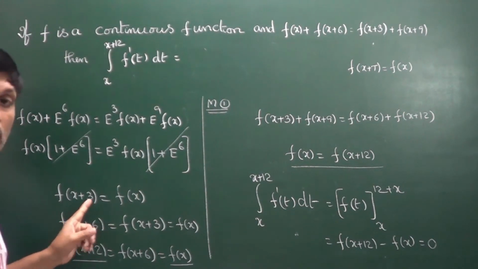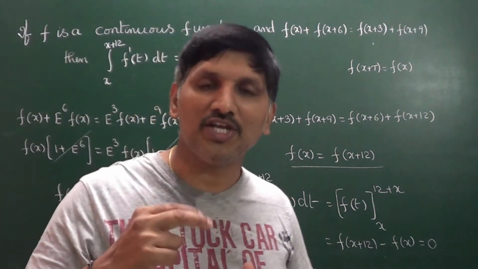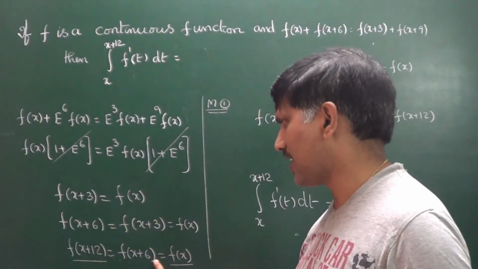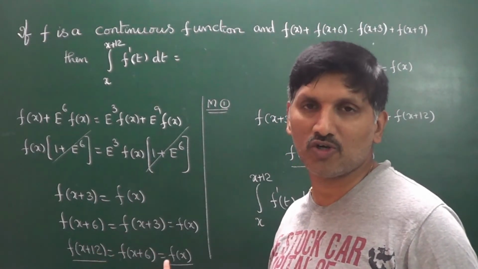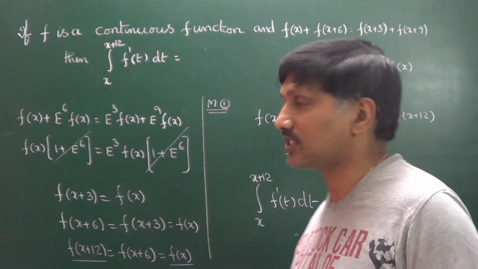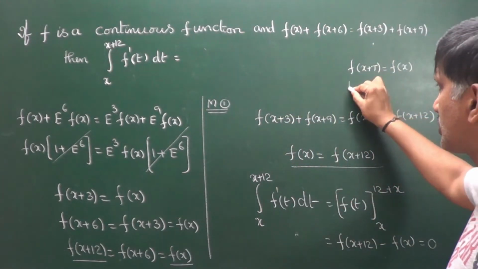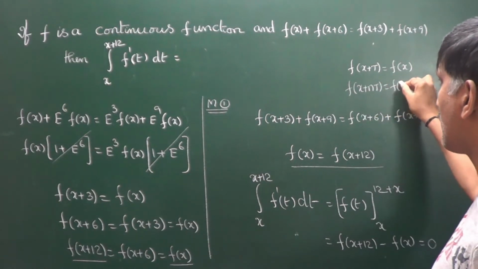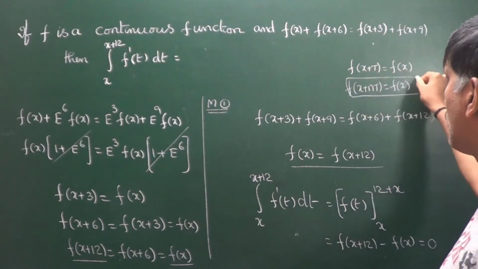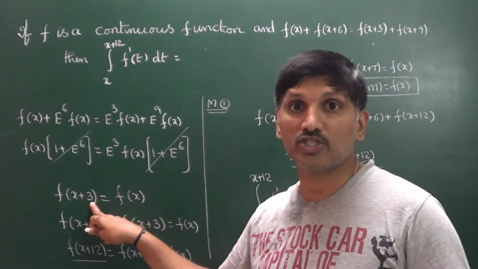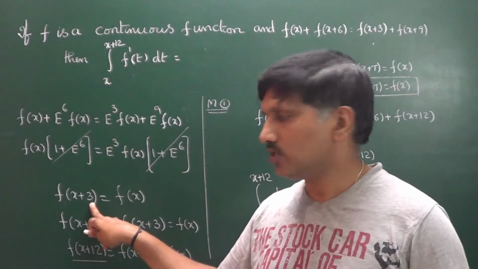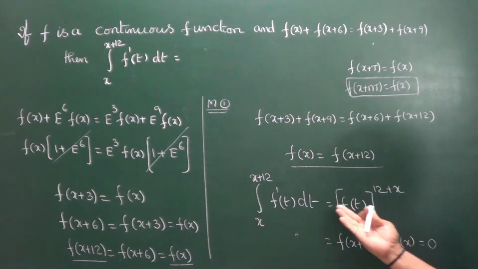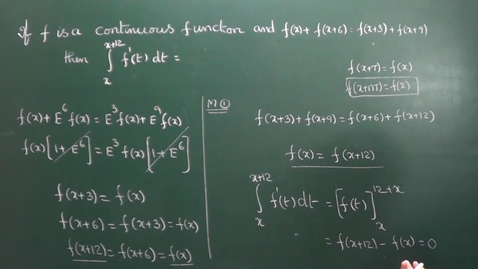If 3 is the period, 2 into 3 is also a period, 3 into 3 is also a period, 4 into 3 is also the period. That's why directly we can write f of x plus 12 is equal to f of x, because as we discussed earlier, if t is the period of the function, then nt is also the period of that function. That's why f of x plus nt, you will also get f of x only. Here we got the information 3 is the period of the function, right? So f of x plus 12 we can write as f of x. That is the reason this integral is nothing but this one is becoming 0.